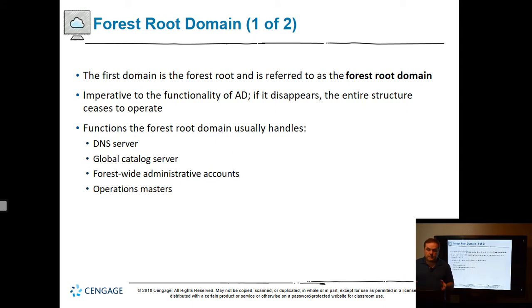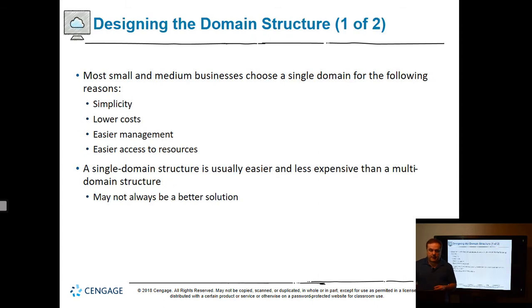The first domain in the forest is referred to as the forest root domain. If it disappears, the entire structure ceases to operate. And I've actually seen this happen in many cases where a company owns another company, they sell it to somebody else, and they take their parent of Active Directory with them. It's out the door. So all that's left is the child domain. Well, that child domain without a parent is only going to function for so long before you have massive problems. So you have to basically create a whole new structure and migrate those people off the child domain into a brand new parent. Functions the forest root domain handles are DNS server, global catalog, forest-wide administrative accounts, and operation master roles.